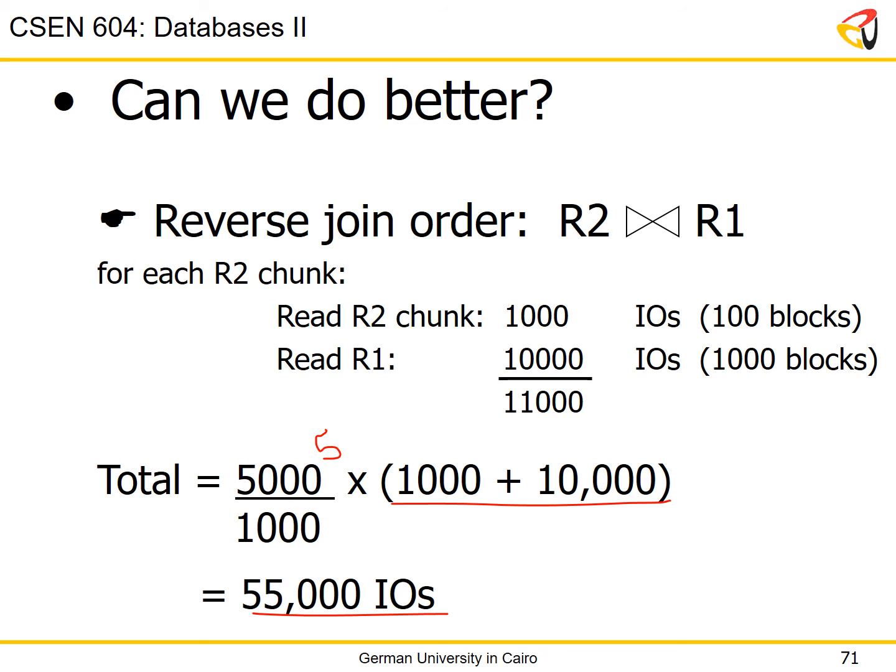Well, in total, R2 has 5,000 rows. The chunk is 1,000. This means I have 5 chunks. So the cost of one chunk is this much, 11,000 IOs. So now we are standing at 55,000 IOs instead of 60,000 as in the previous slide. So we're doing even a little bit better.